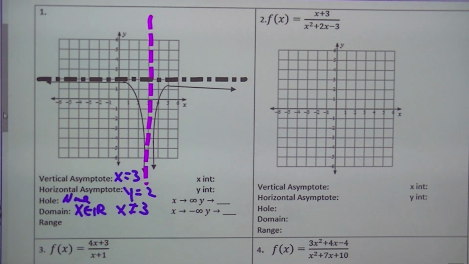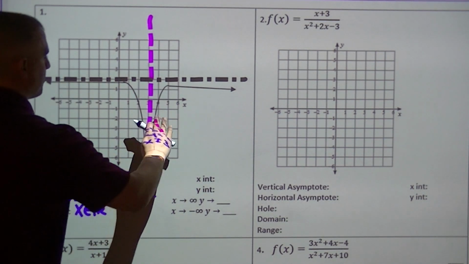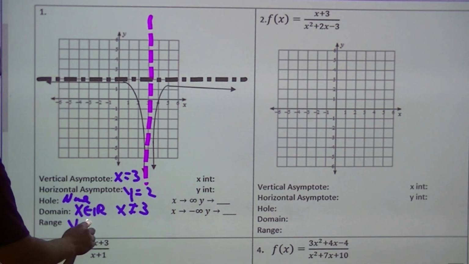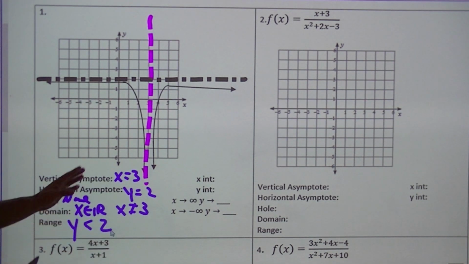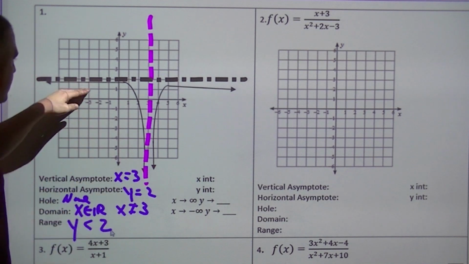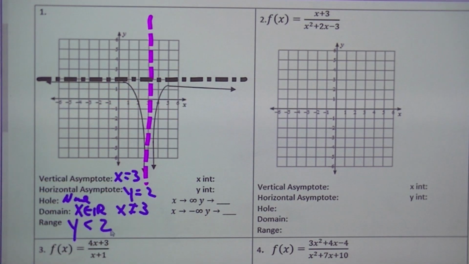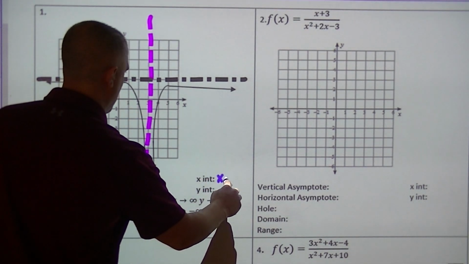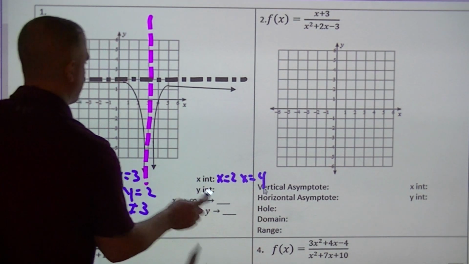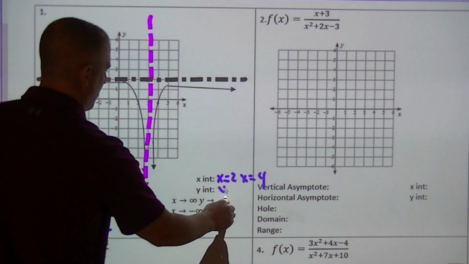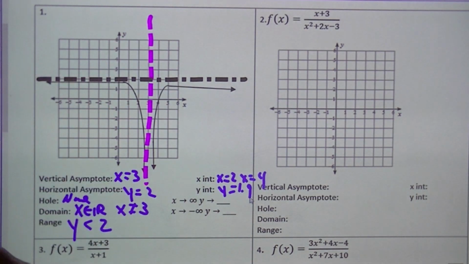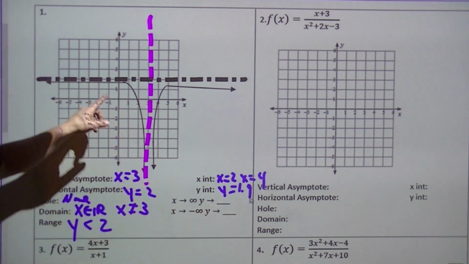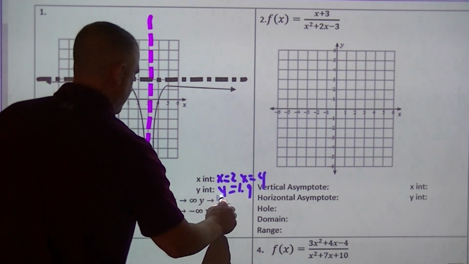My range here: since the curves both go below, that's y is less than 2. Normally we have all real numbers except where the horizontal asymptote is. However, since both curves are below, it's y is less than 2. The x-intercepts cross at about 2 and 4, so x equals that. The y-intercept crosses at, let's say, 1.9.